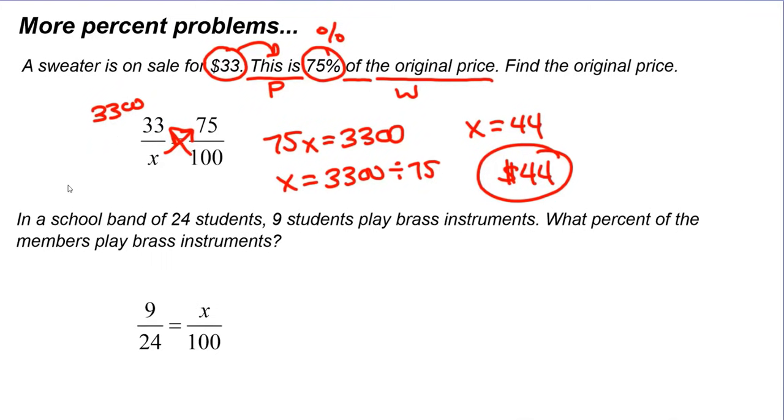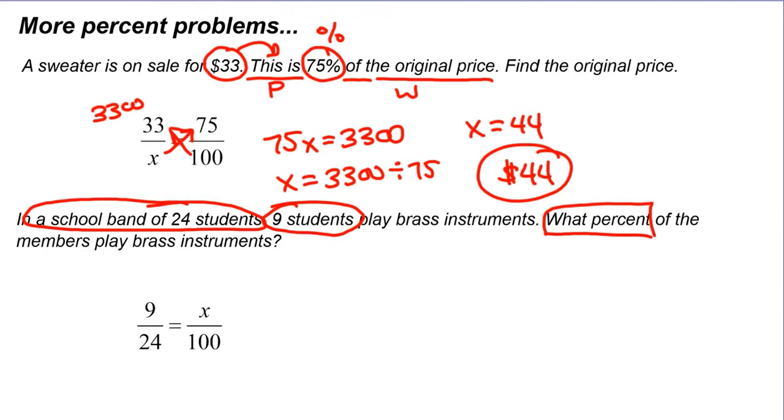And then finally, in a school band of 24 students, 9 students play brass instruments. What percent of the members play brass instruments? So what percent? We're looking for the percent. So the percent is missing. And 24 is the whole, that's the whole group. And part of that group is 9 students that play brass instruments. So this is the part, 24 is the whole group, and we're looking for what percent. So 9 out of 24 is what percent? And I'm going to use cross products here again to solve this one.